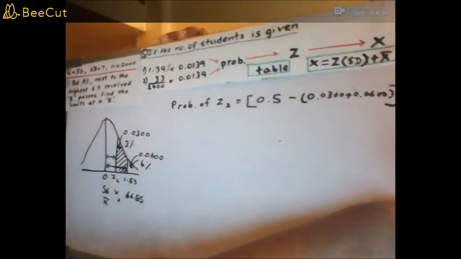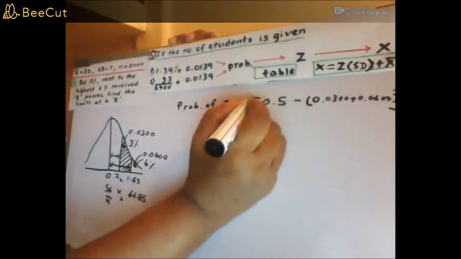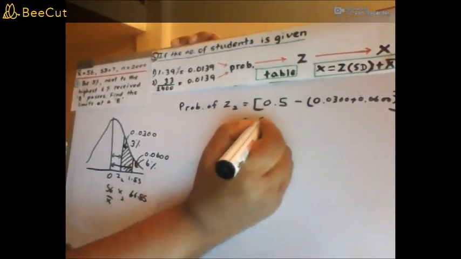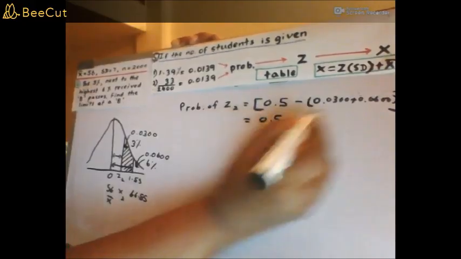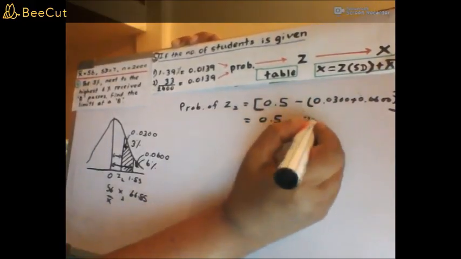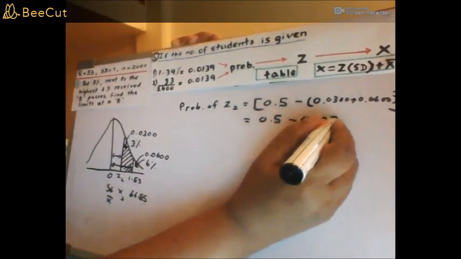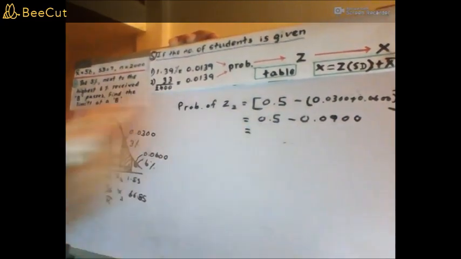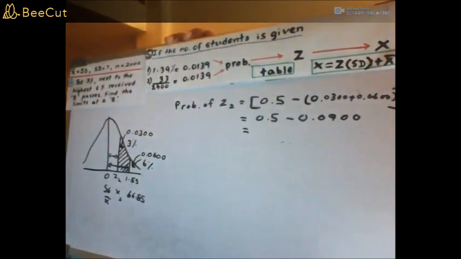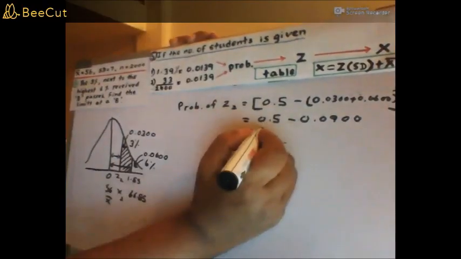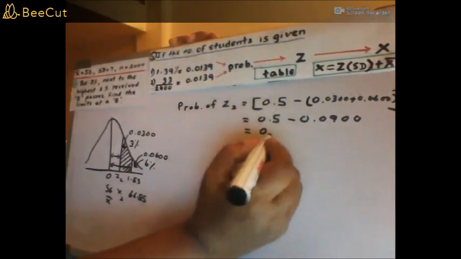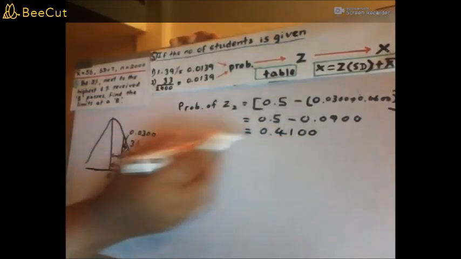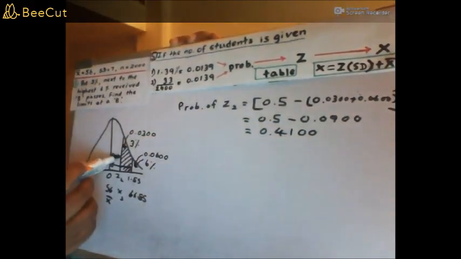And that's why square brackets. These are called square brackets. And now 0.5 minus, when we add these two, we get 0.0900. The answer is 0.41. That's the probability of this area.